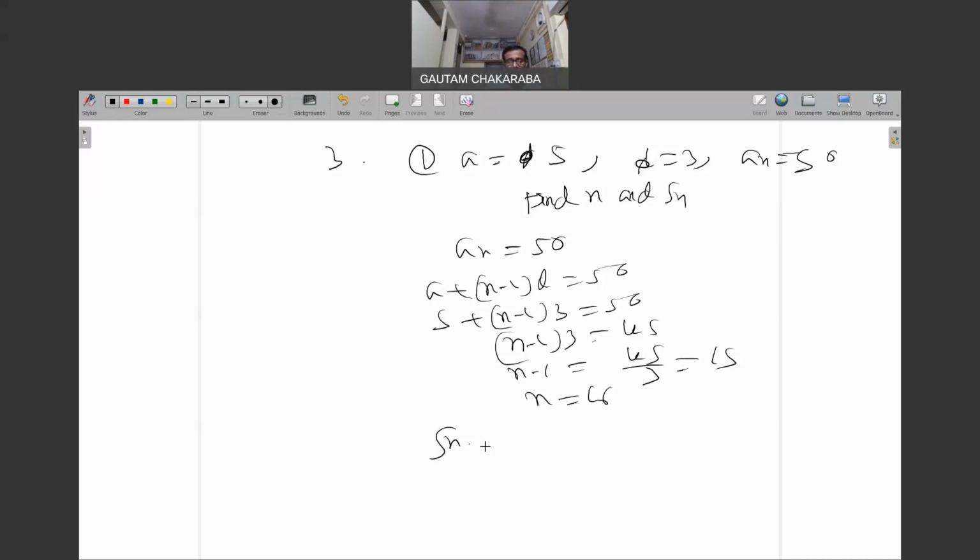Now apply the Sn. Sn is n by 2 into A plus last term, because the last term is given. Otherwise, you can apply n by 2 into 2a plus n minus 1 into d, according to your choice. So that is n by 2, a is equal to 5, nth term is 50. Now do the calculation. Now I move to next question.